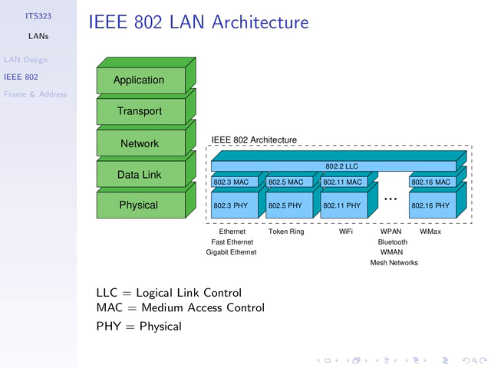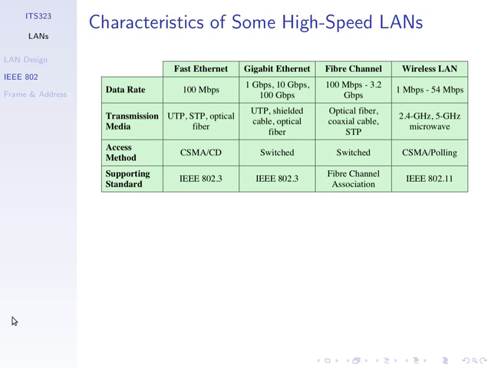They have different MAC protocols because they have different mediums. They have different physical layers. Transmitting data on a wireless medium is much different than transmitting across twisted pair or optical fiber. So the technology for the physical layer differs across the different set of standards. Let's focus on this one, 802.3. This is just some examples of characteristics of a selection of them.